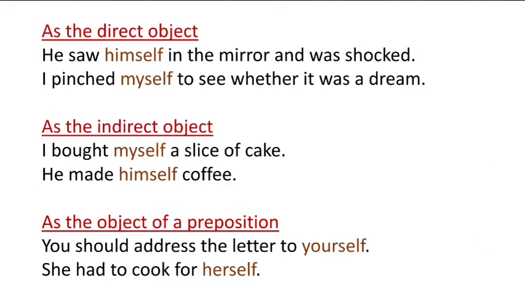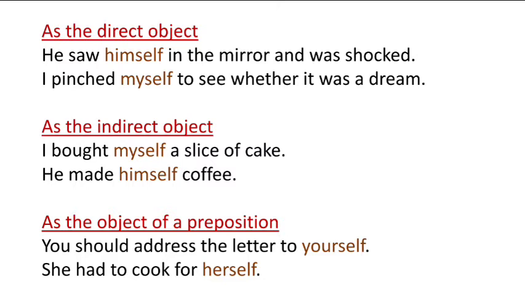As the direct object: He saw himself in the mirror and was shocked. I pinched myself to see whether it was a dream. In both these sentences, himself and myself are referring back to the subjects he and I, and so they are reflexive pronouns. They are here the direct object of the sentence.